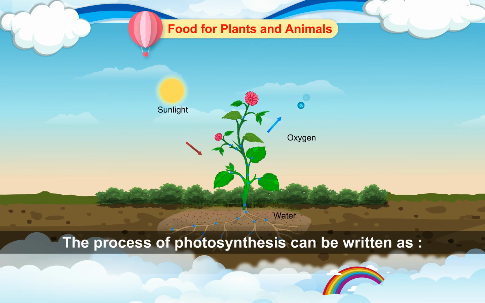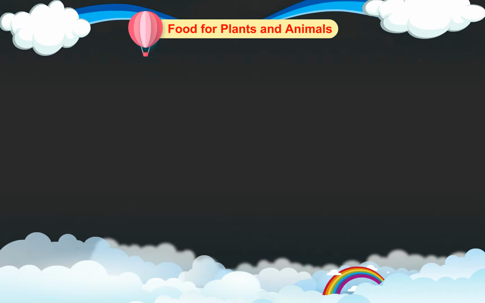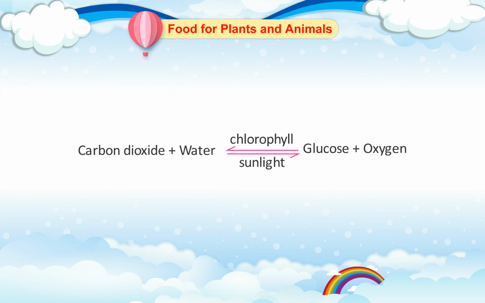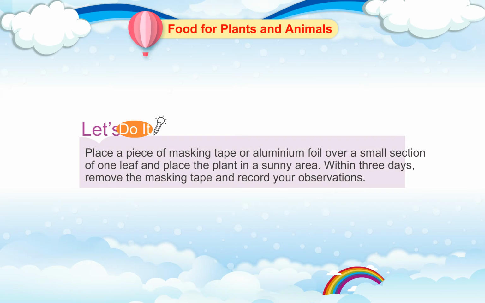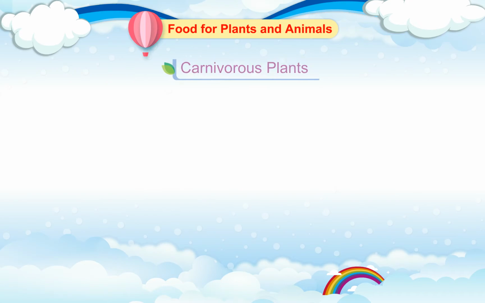The process of photosynthesis can be written as: carbon dioxide plus water, in the presence of sunlight and chlorophyll, gives glucose plus oxygen. Let's do it. Place a piece of masking tape or aluminum foil over a small section of one leaf and place the plant in a sunny area. Within 3 days, remove the masking tape and record your observations.